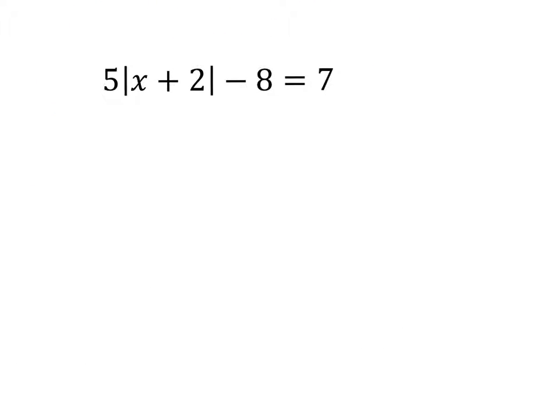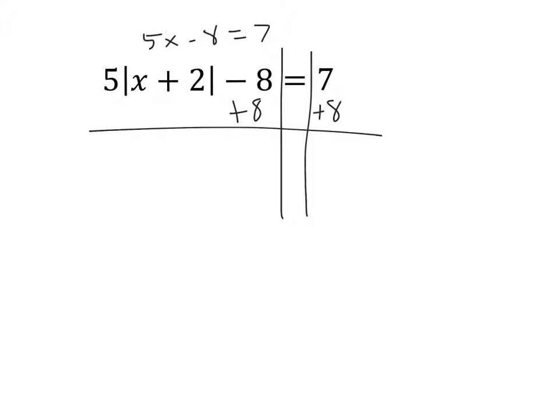Okay, in this one, it looks like we have to do a couple operations to isolate our absolute value. Here we have 5 times the absolute value of x plus 2 minus 8 equals 7. So if we just had 5x minus 8 equals 7, then what we would want to do is add 8 to both sides. So we're going to do the same thing here. So we'll add 8 to both sides first. Okay, and that will give us, so those 8's cancel out. Negative 8 plus 8 gives us 0. We're left with 5 times the absolute value of x plus 2 is equal to 15.